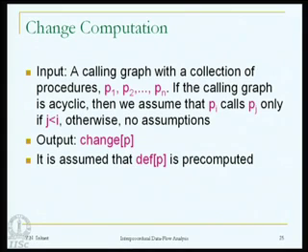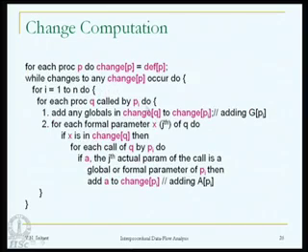So, the input is a calling graph with a collection of procedures P 1, P 2, P n. If the calling graph is acyclic, then we assume that P i calls P j only if j is less than i. So, some ordering is possible. Otherwise, no assumptions. So, the output is change of P and it is assumed that def of P is pre-computed. We do not really need this ordering, it can be done as it is also. So, what we really do is start with change of P equal to def P, that is the initialization.